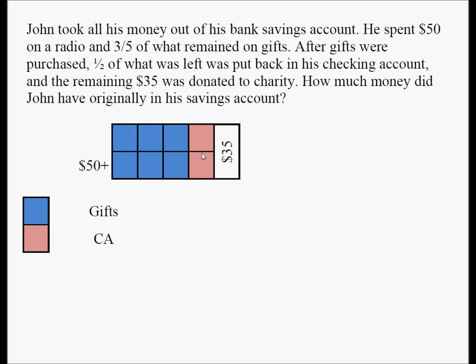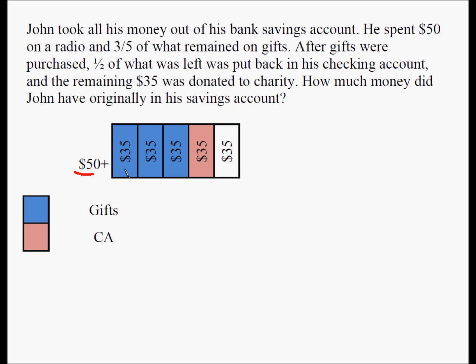So I just removed that horizontal line. I don't need it anymore. This strip is equivalent to $35. So each of these vertical strips is worth $35. So now we have the answer. So basically, how much money did he have to begin with?